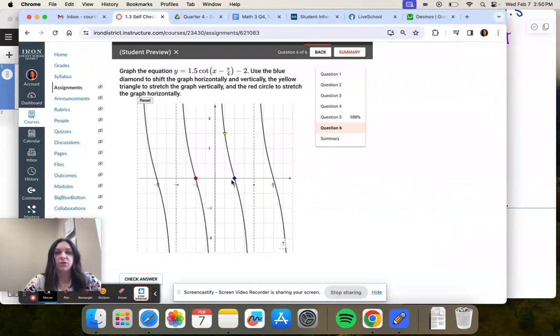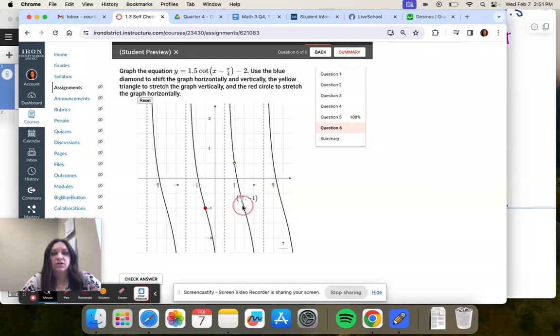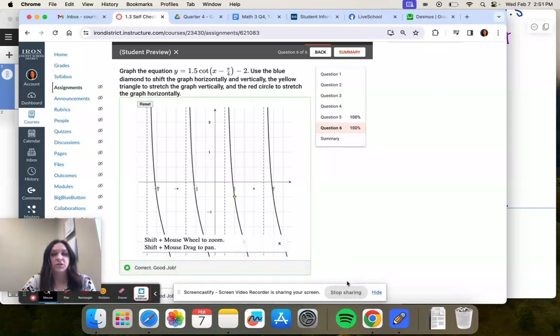So I'm going to take my blue dot, that's to move horizontally and vertically, and I'm going to go over to 3 pi fourths, there it is, and down 2. So see how that point matches my phase shift and my vertical shift. So that's our answer.